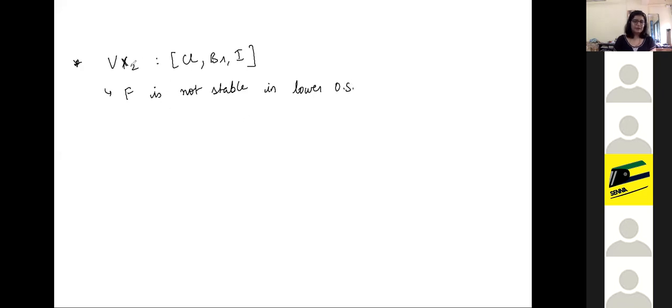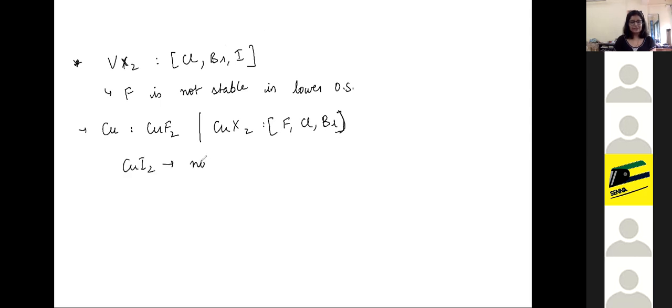Now, one exception to this is copper. CuF2 is known and it exists and it is relatively stable. In fact, copper forms CuX2, where X can be either F, Cl, or Br. Let me write this properly. But CuI2 is again not stable.